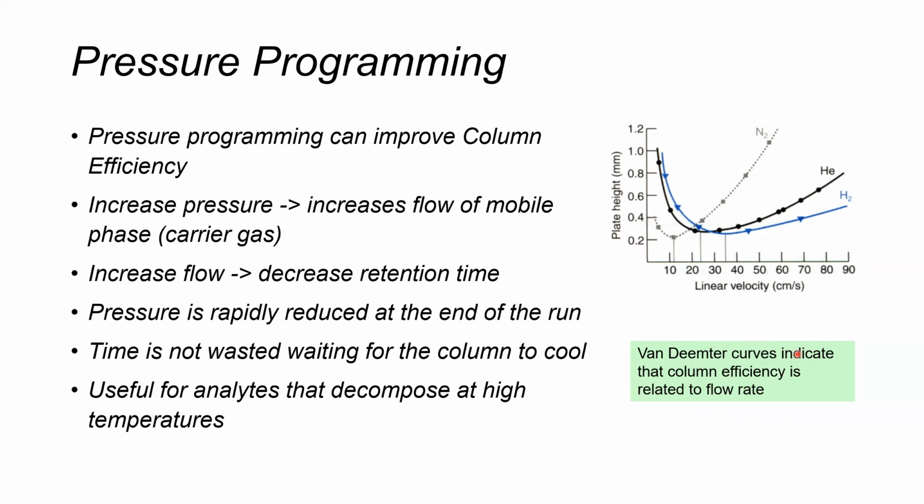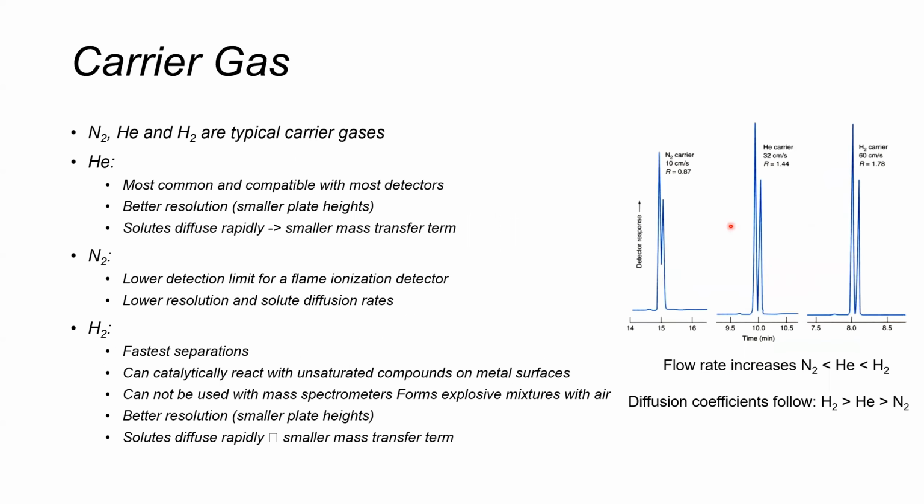So the Van Deemter curves indicate the column efficiency is related to flow rate, so that's right. So the maximum efficiency is not necessarily at the highest linear velocity. So the maximum efficiency is usually at the minimum of the Van Deemter plot for a particular linear velocity.